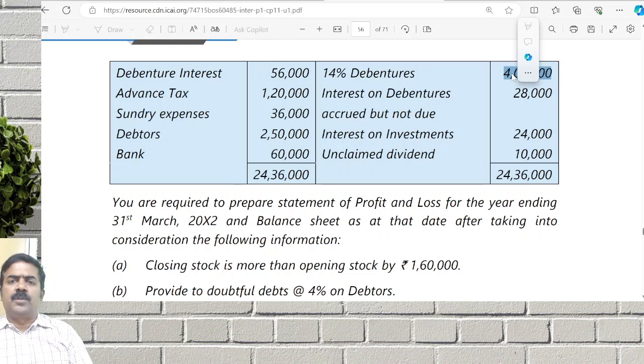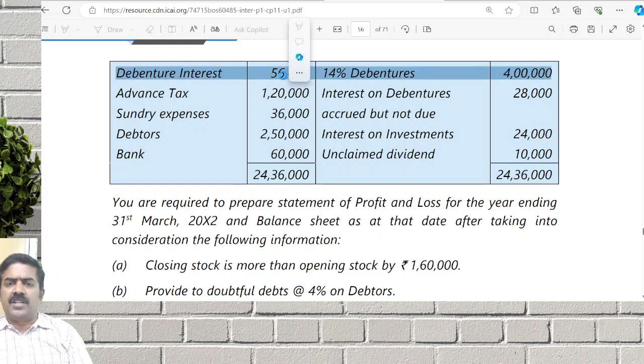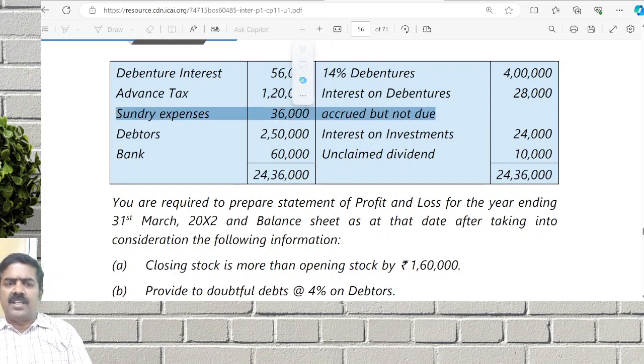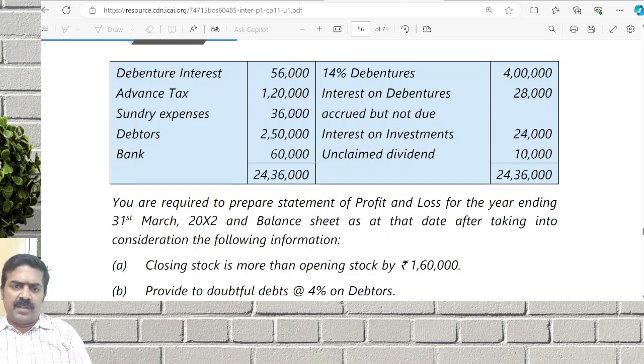finance charges, just check it. 4 lakhs into 14%, put that. 4 lakh into 14%. Director, finance charge, no outstanding. Advance tax will come in loans and advances. Sundry expenses will come in other expenses. Debtors will come in trade receivable. Cash and cash equivalent. Long-term borrowing.